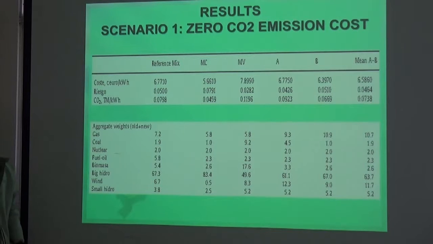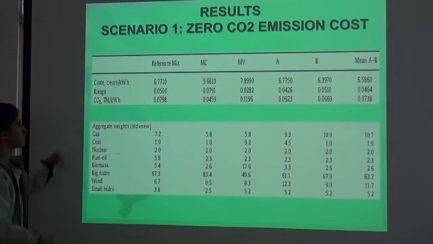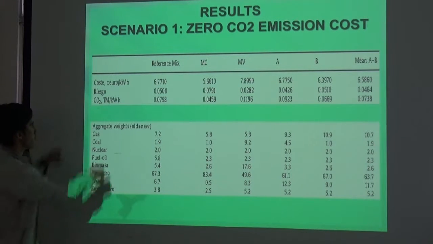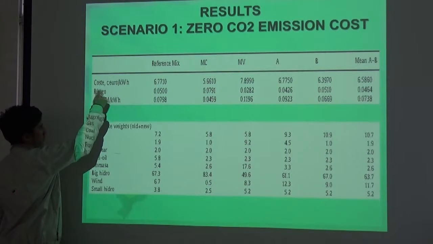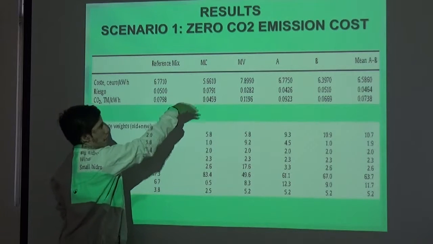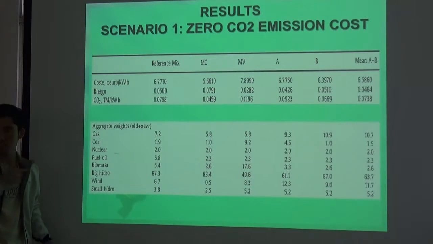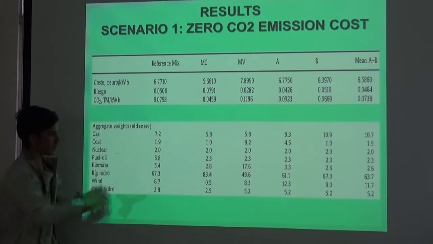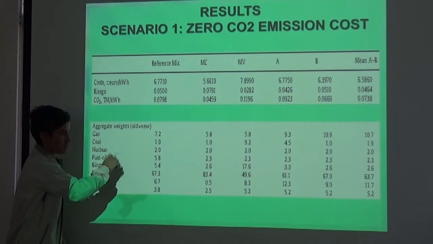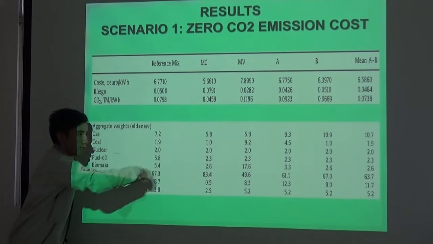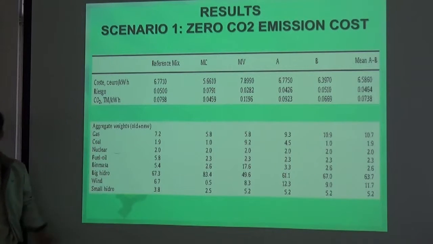That is the first scenario, when the price is zero. The most important here is this table, with the risk and average cost, and that data is for the final year. And this table shows all the weights in the portfolio.